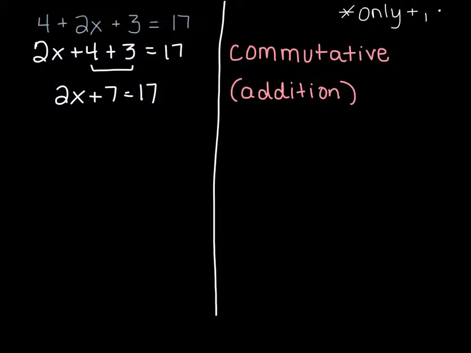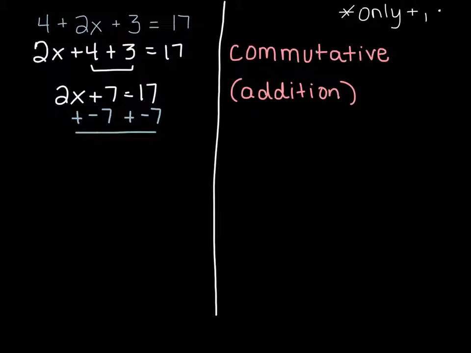Okay, next thing we want to do is get rid of this 7. And a lot of you are going to look at that and say, that's easy. You would subtract 7 from each side. Remember, though, we are living in this land. We are living in the land of only addition and multiplication. So instead of subtracting 7, let's think of this as adding a negative 7 to each side.